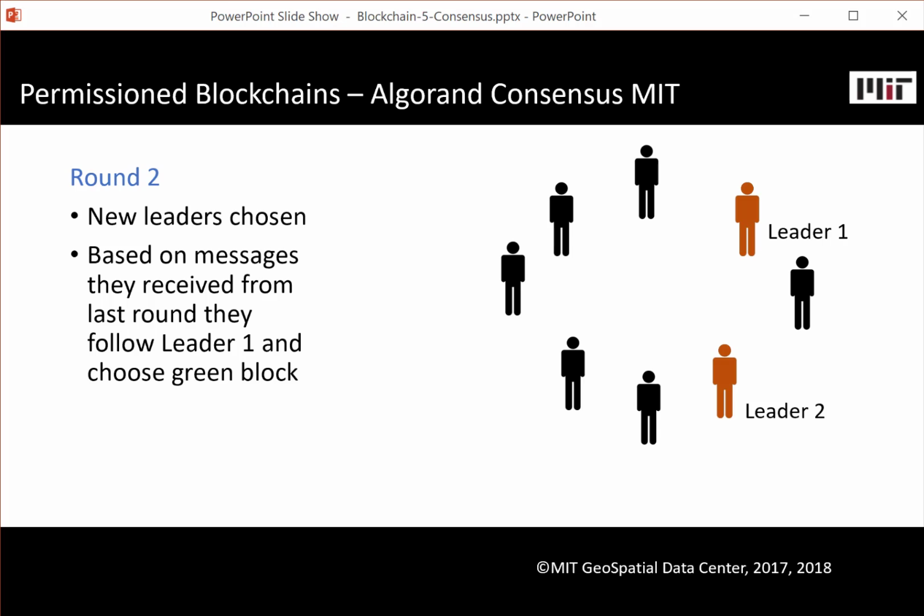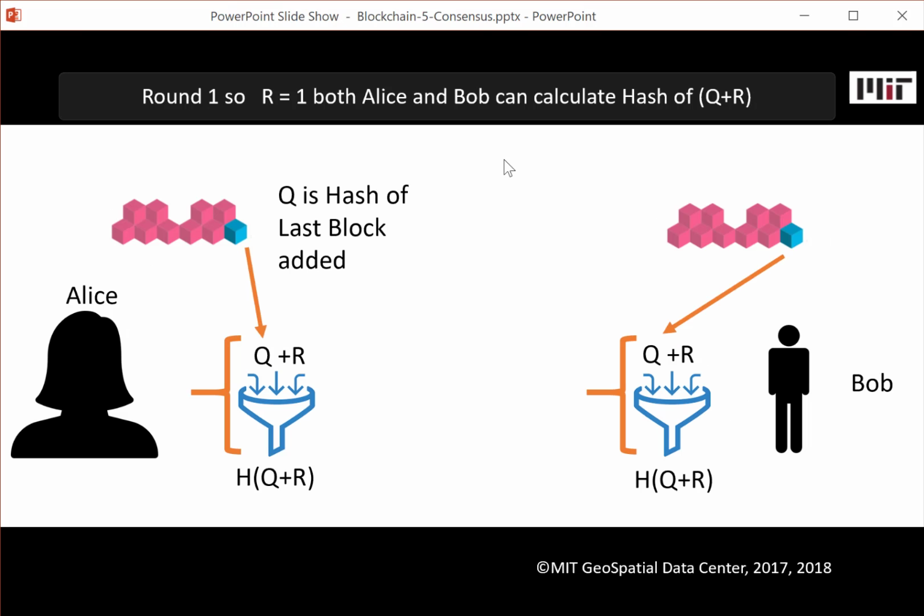So it's very difficult to attack them, because by the time you know that they're a leader, they're actually not a leader anymore. So now round two, we've got new leaders, and the rule is that they will always broadcast out the block that the highest level leader, leader number one from the last round, sent out. So now these people broadcast out, they have some consensus and broadcast out a block that everyone agrees on. So now, how does this sortition work?